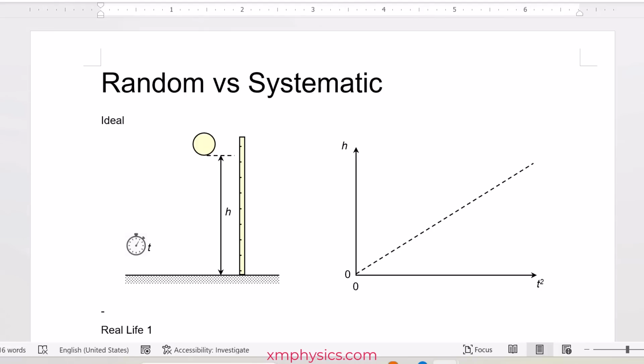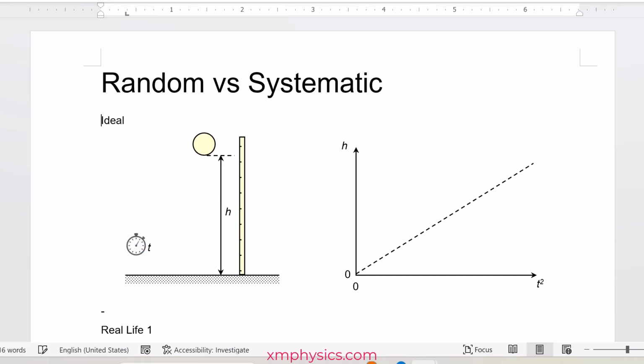Alright, as you know, there are random errors and there are systematic errors. So what's the difference? As usual, let me use an example. Suppose you are doing an experiment. You are dropping a ball at a certain height h, and then you are going to use a stopwatch to time how long it takes for the ball to reach the ground.